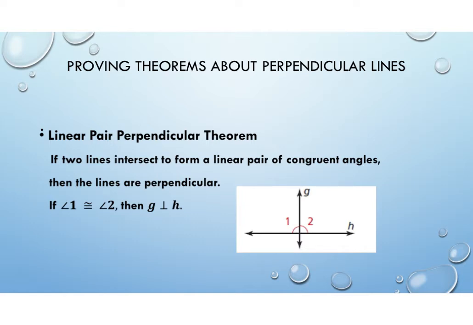That should seem pretty simple, right? Because any line, the measure of that line, a straight line, is 180 degrees. You divide that in 2, then you should have two 90-degree angles, right? So if both of those angles are equal, then they're both 90 degrees. Our lines are perpendicular.